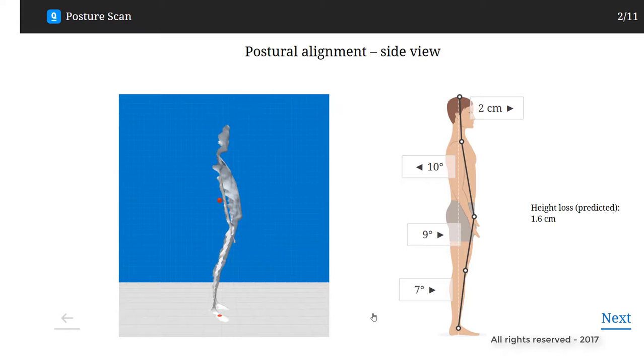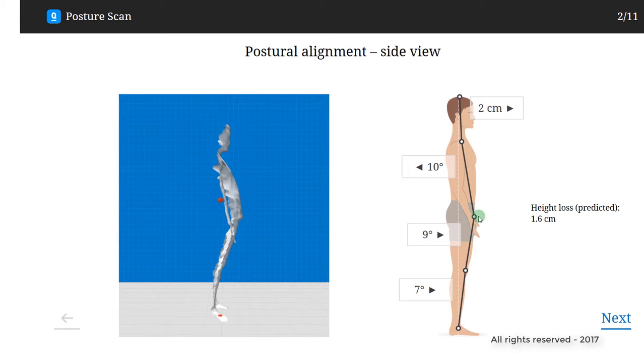Here we have an exaggerated sway back posture. Just to show the relationship of the body parts, the ankle to the knee to the hip is more or less a straight line. A little bit more angle of the thigh at 9 degrees compared to 7, simply because there's a little bit of extension in the knee.